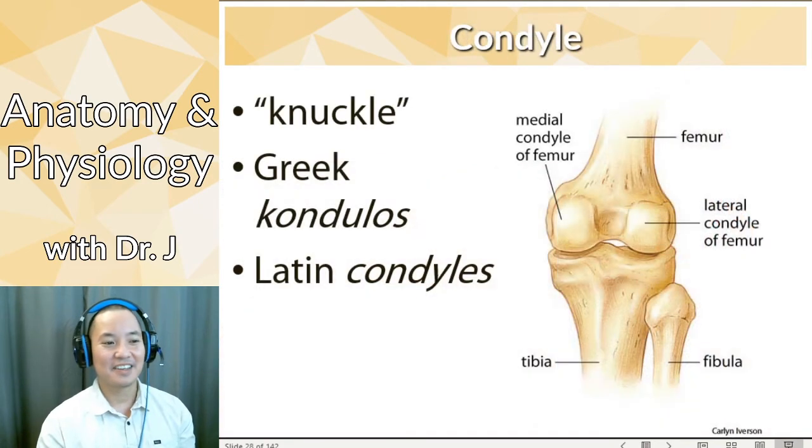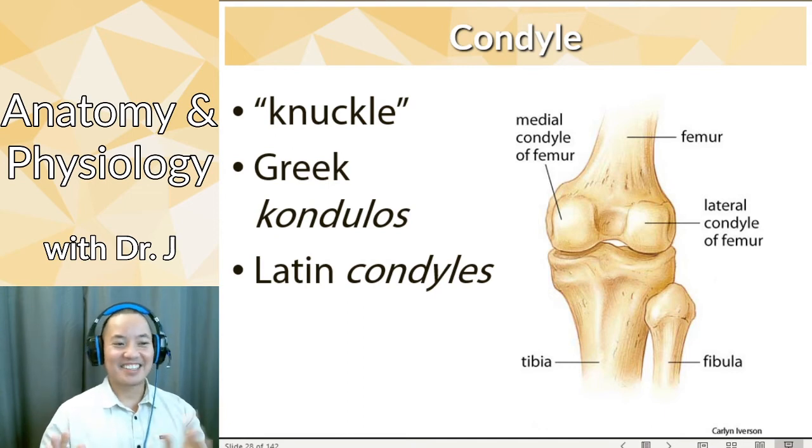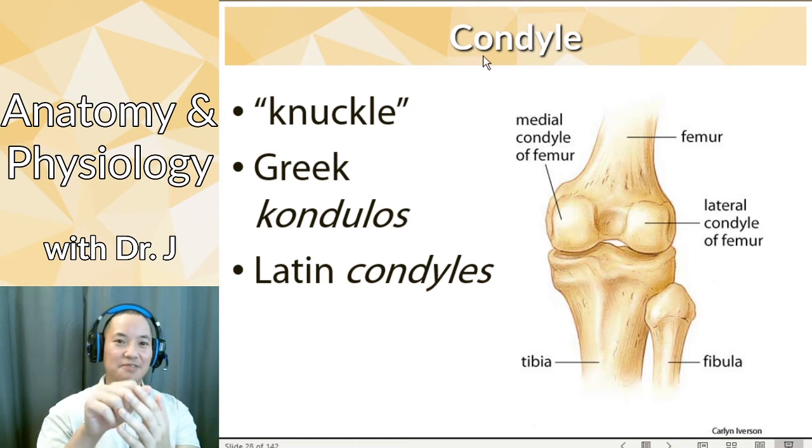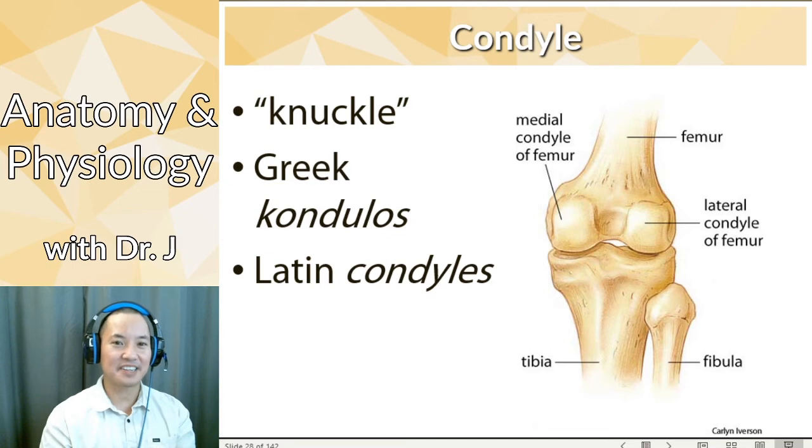Well, the thing is that a condyle, I know that's bad, but a condyle is some sort of knuckle. It comes from the Greek word condylos. As you can see, the condyles of the femur kind of look like your knuckles, right? They're smooth and kind of raised. So a condyle is a knuckle-like projection on a bone.